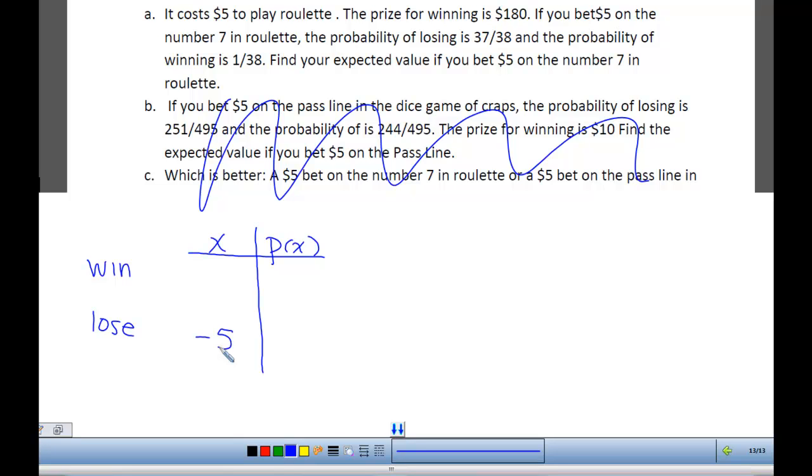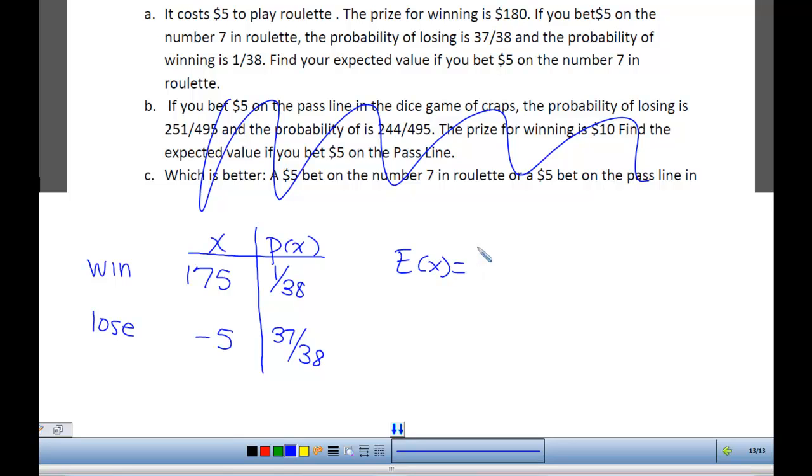We just lost $5. And the probability of that happening is what? 37 over 38. If we win, the value is what? 180, 175, right? 175, because we paid $5 to play the game. So don't forget, from your winnings, you need to subtract what you paid to play. And so the probability of that is 1 over 38. Now that we've got that, we can come up with our expected value.